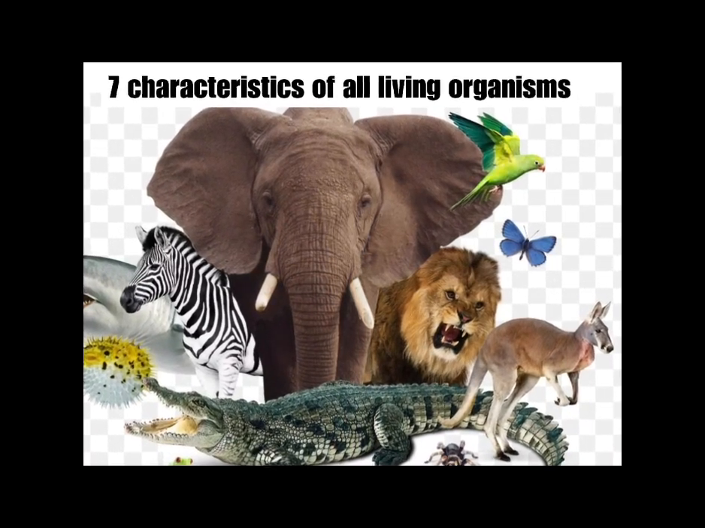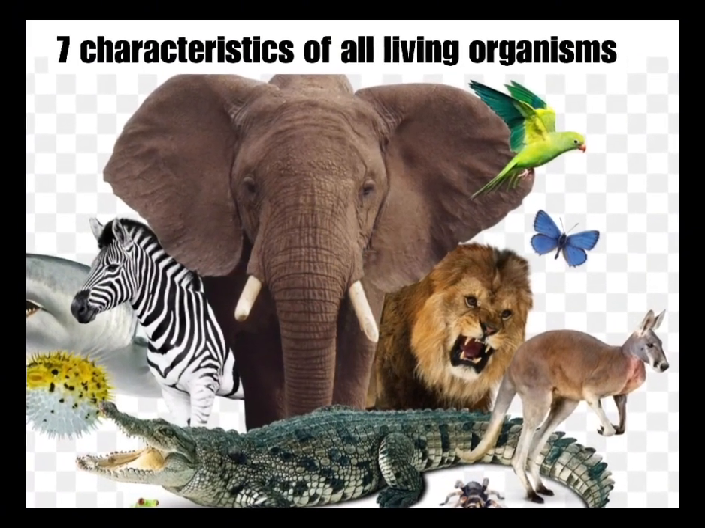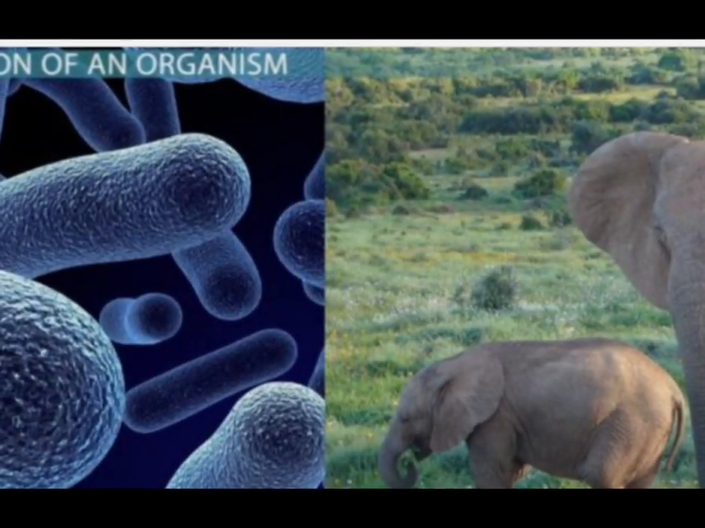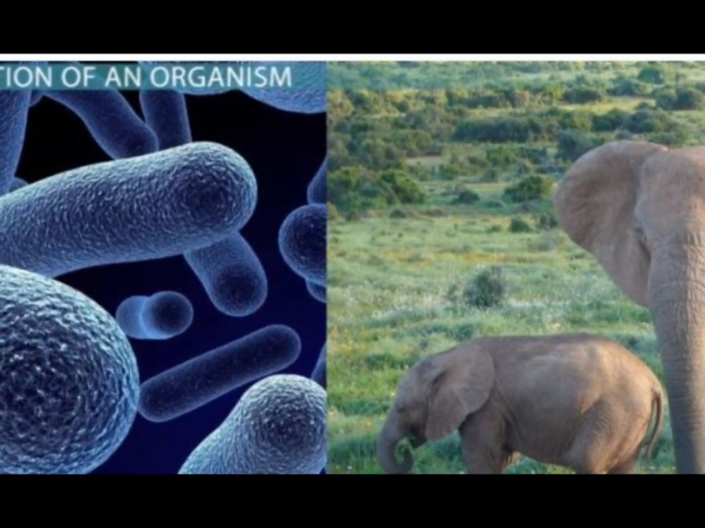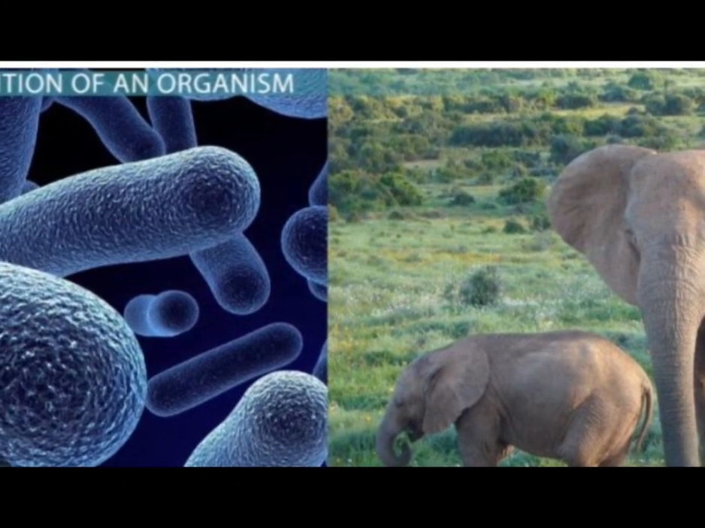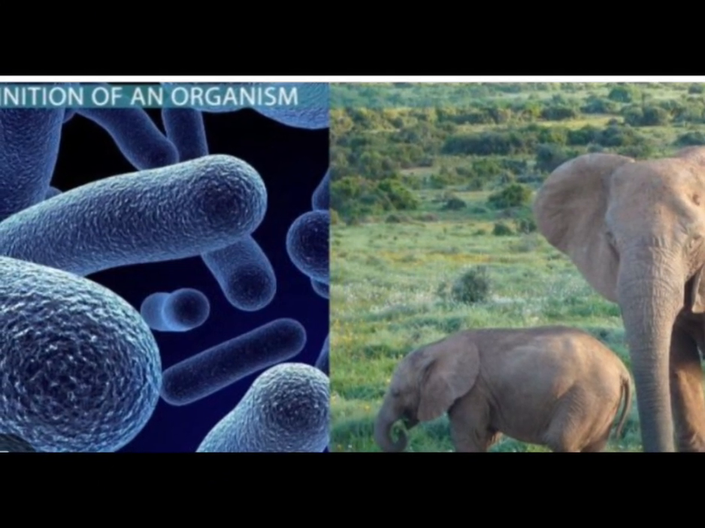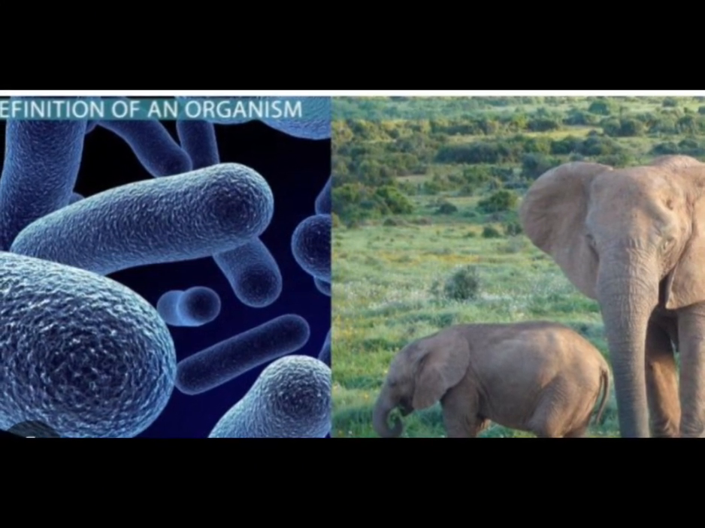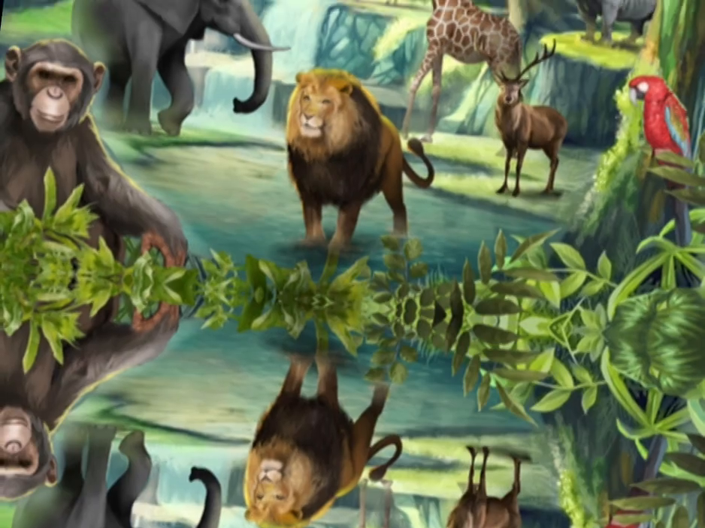Today we are going to discuss the characteristics of living organisms. To begin with, let me define what a living organism is. A living organism is an individual form of life consisting of single cells or a complex of cells in which cell organelles or organs work together to carry out various processes of life.